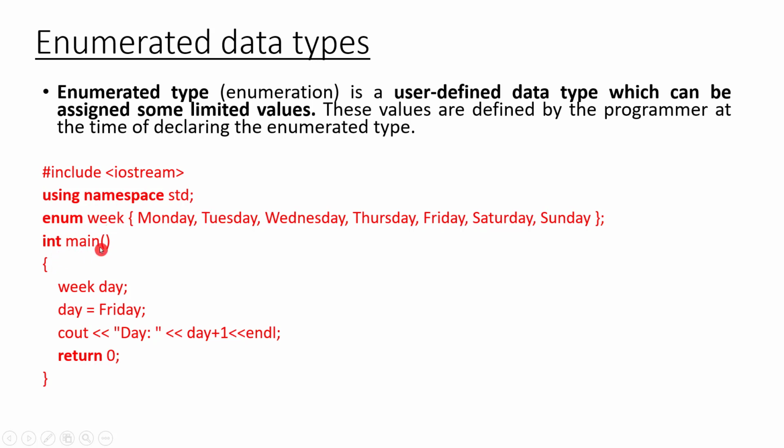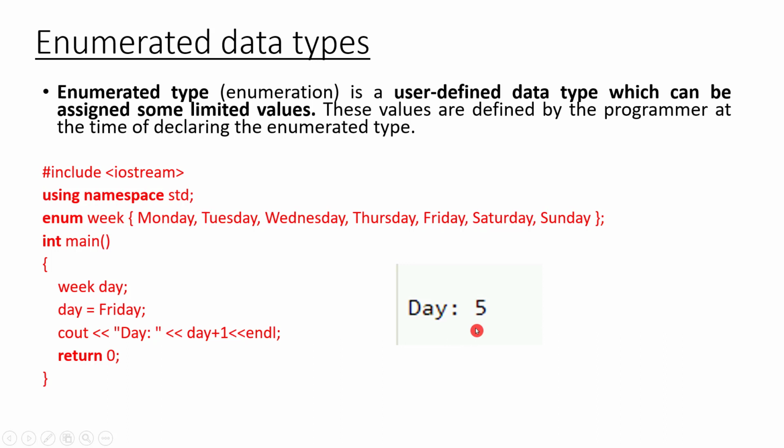So int main, then with the brackets, and we are starting the program. Weekday day equal to Friday. So weekday, you know what week is as an identifier. Go to the weekday. Then when day is equal to Friday, directly Friday will come here. Then cout day as day plus 1. We already defined day equal to Friday, so day is Friday, and we are telling it to print day plus 1. So the output will be Friday plus 1, Saturday.